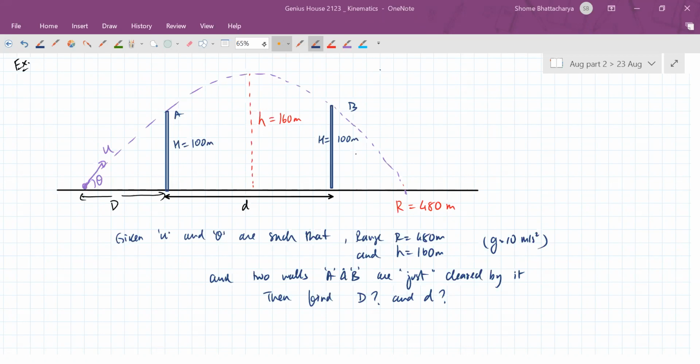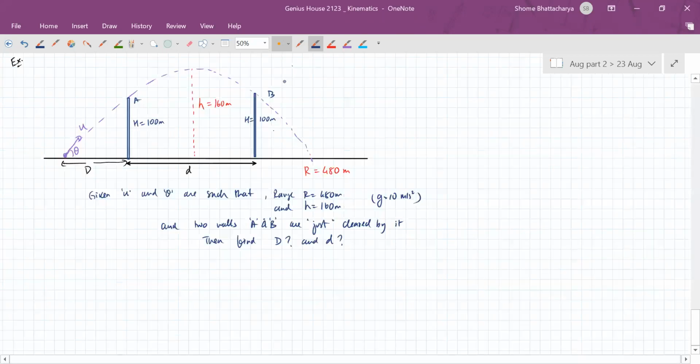Okay, so I will just check your answer first of all. See, the way I would approach the problem is that I can first determine the equation of trajectory, the parabola. Of course, taking this as our origin and y-axis and x-axis and all that. Equation of trajectory.